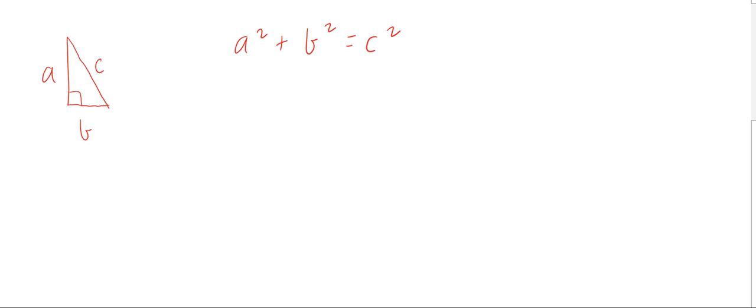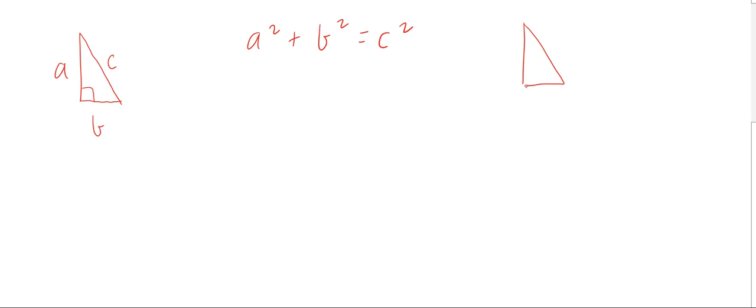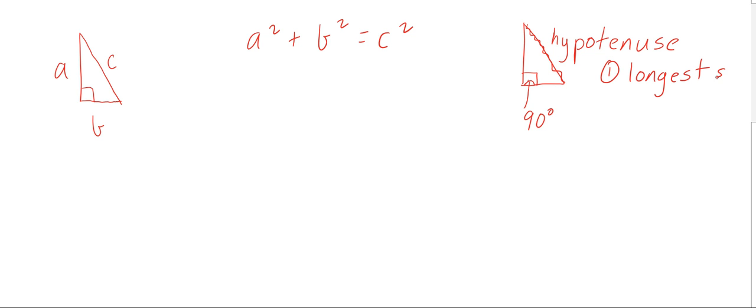So the properties that we need to know are in a right angled triangle, which is a triangle that contains a 90-degree angle, that's called a right angled triangle. The side opposite that, so this side here, is what we call the hypotenuse. And the two main properties of a hypotenuse is that number one, it's the longest side in a right angled triangle, and two, it is always opposite the right angle.